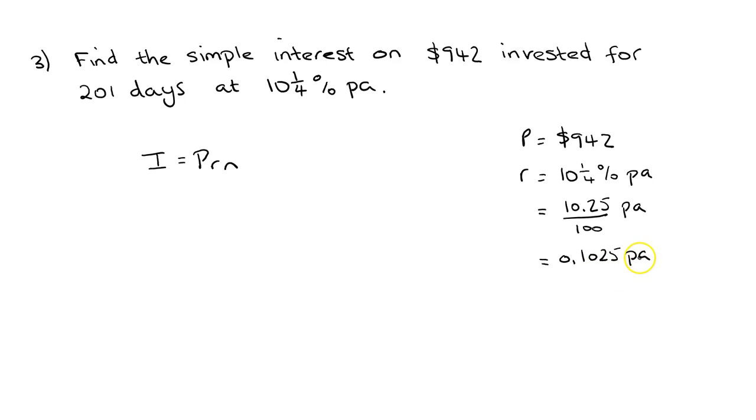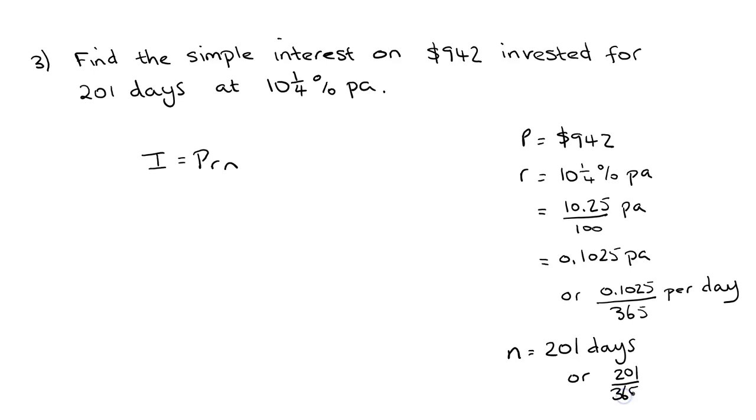Now, if I want to convert the interest rate into a daily interest rate, because there are 365 days in the year, I have to divide this by 365. And that is per day. Finally, let's look at n, which is 201 days. Now, I could just leave this because I've worked this out as a per day rate, or I could convert this into a fraction of a year. So it would be 201 out of 365 days of a year.